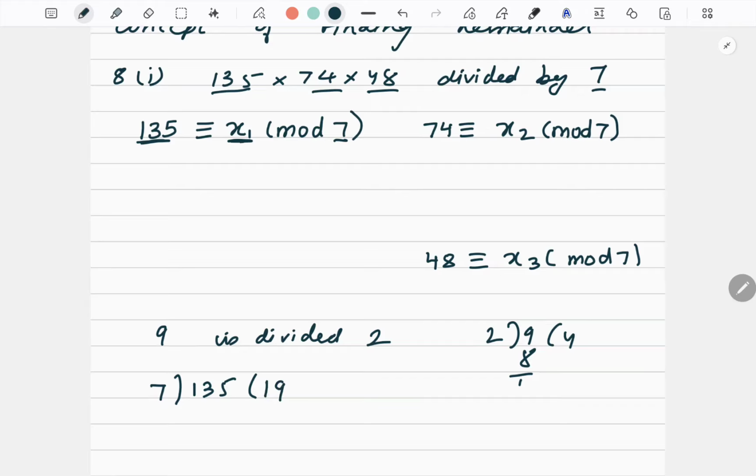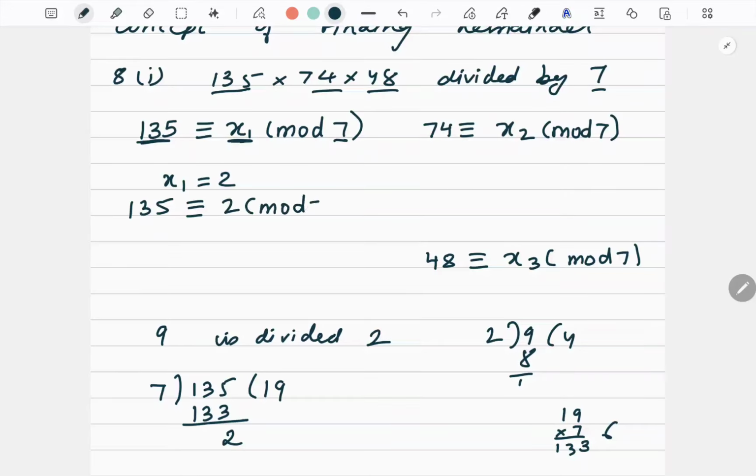19. 7 19s are, you will solve. Correct. So that is 133. So what is the remainder? Remainder is 2. Correct. So here x1 value is equal to 2. So I can write 135 congruent 2 mod 7.